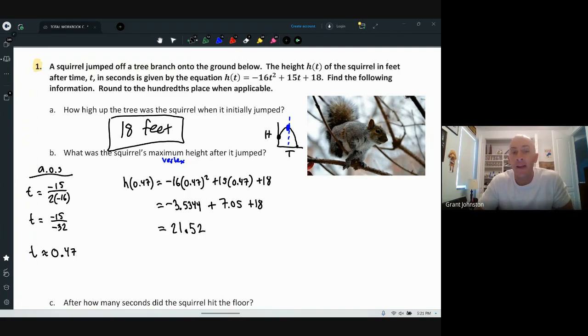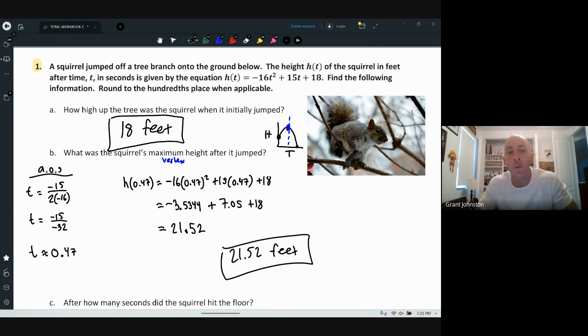So the vertex, if we were to write out the vertex, I would write 0.47, comma, 21.52. But it's a word problem. It's not really asking that. It's saying, what is the squirrel's maximum height? It's 21.52 feet.